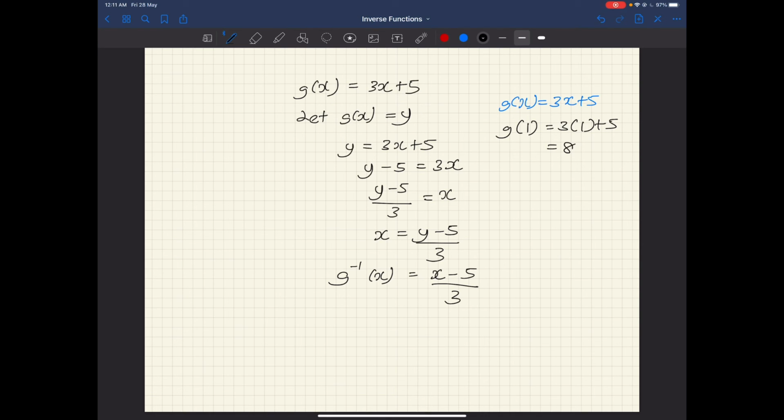Now I'm going to do the same thing. In the inverse function, your image will become your object. So when I have this function g inverse x, in this case my g inverse 8, I should be getting 1, like what I mentioned to you. Let's try that out. g inverse x equals (x minus 5) divided by 3. So I substitute my g inverse 8. I get 8 minus 5 divided by 3. So 3 divided by 3, I'm getting 1. That's it.